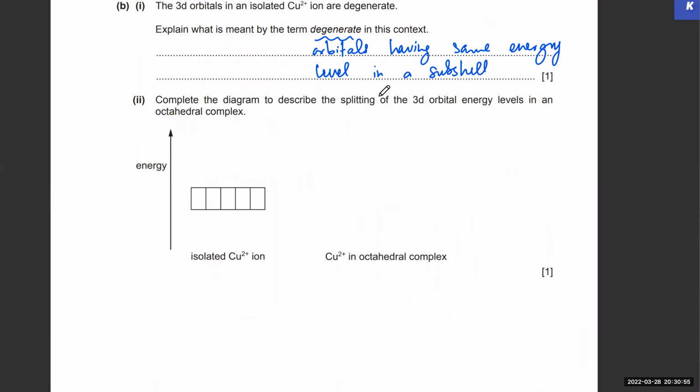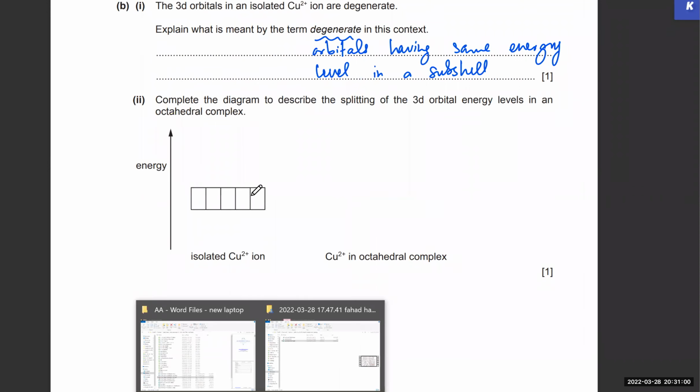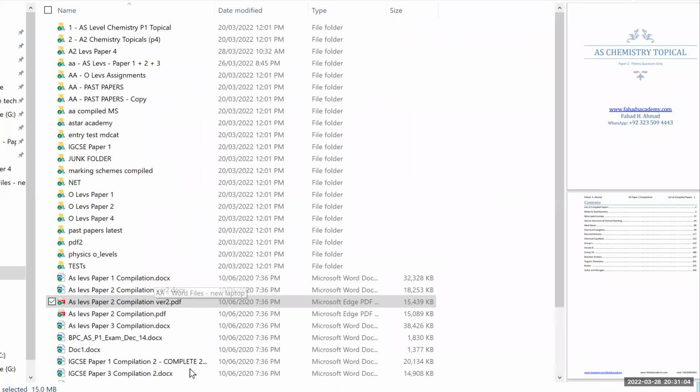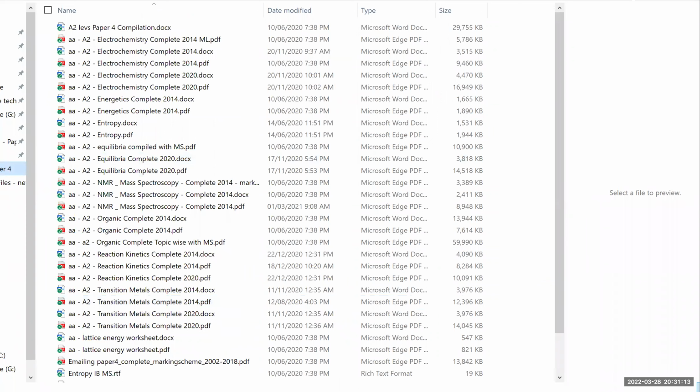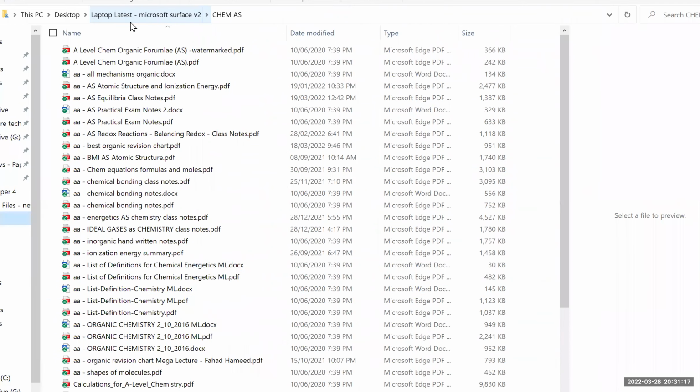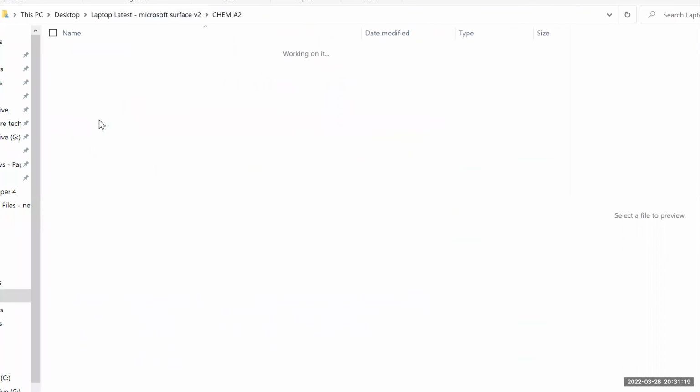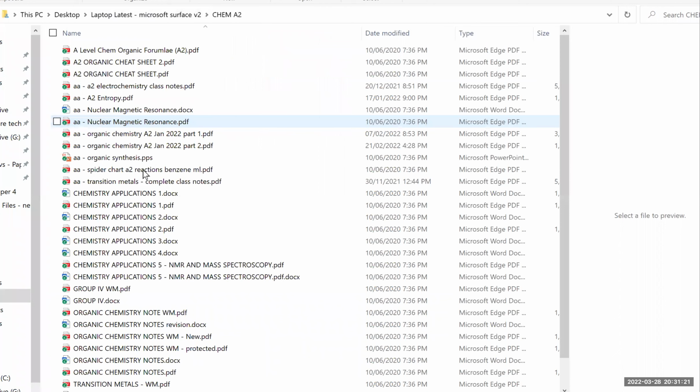Now, complete the diagram to describe the splitting of the 3d orbitals. I'll just open the notes. It will have diagrams. Just a second. Okay, I've sent you the transition metal notes. Remember, every time the question is going to be exactly the same. One second.